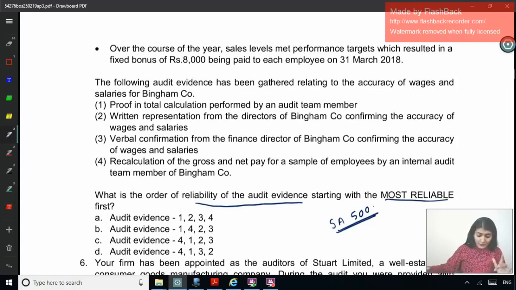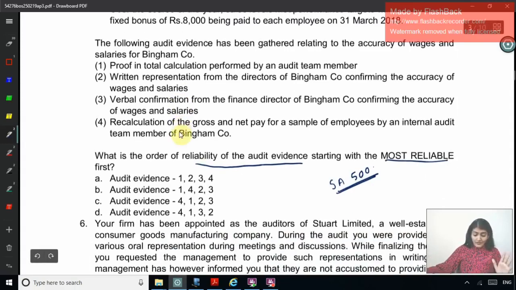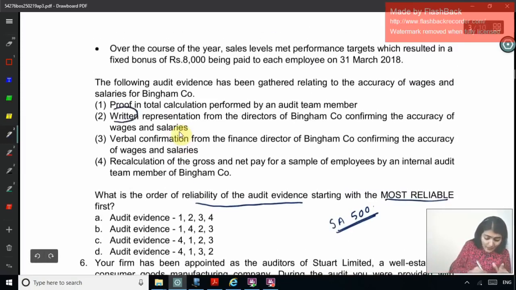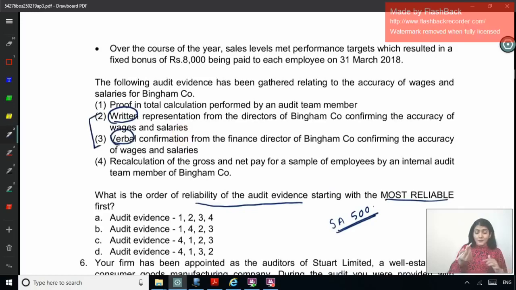So what is going to be the first one over here? Written evidence. Right, that is going to be more reliable as compared to the oral one. So if we compare these two, written is going to be more reliable than the verbal. Then proof in total calculation performed by an audit team member. So has this been calculated by the client? No, this has been calculated by the auditor. So obviously it's going to be more reliable. And recalculation of the gross and net pay for a sample of employees by an internal audit team member of Bingham and Company. Right?